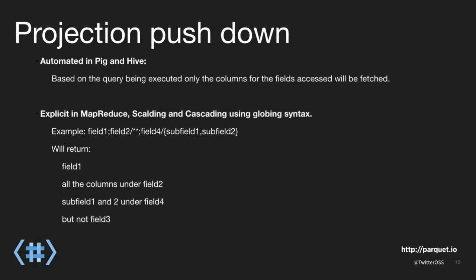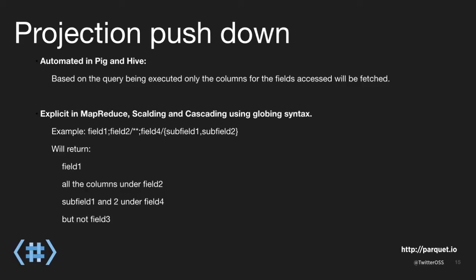And they both expose projection pushdown. So projection pushdown is the thing I was talking about, right? You need only a subset of the columns, so you need to tell the storage layer that you want to read only those columns. Both Pig and Hive support automated projection pushdown, because it's a query. They know which fields you're actually accessing through parsing your queries, and so they will automatically push down to the storage layer to tell it what columns need to be loaded.